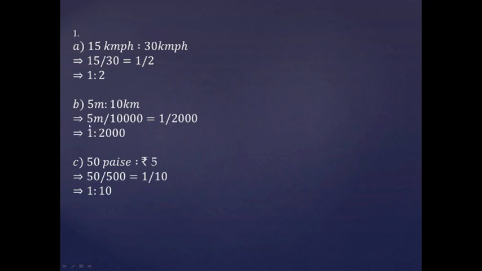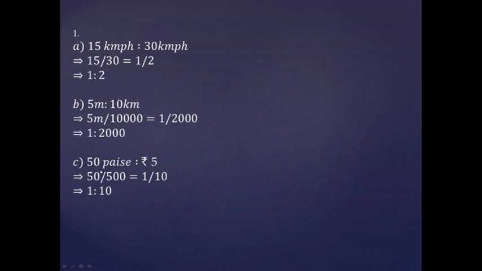So 5 meter will be as it is. Then 10 kilometer will become 10,000 meter. If you cut down with 5, this is 1, this is 2,000. So 1 by 2,000 is there. So if you put it as a ratio, then it will become 1:2,000.